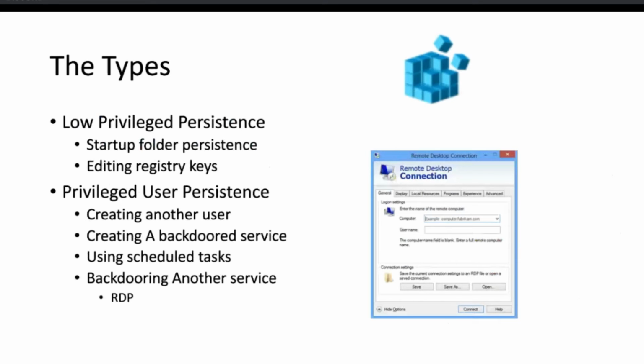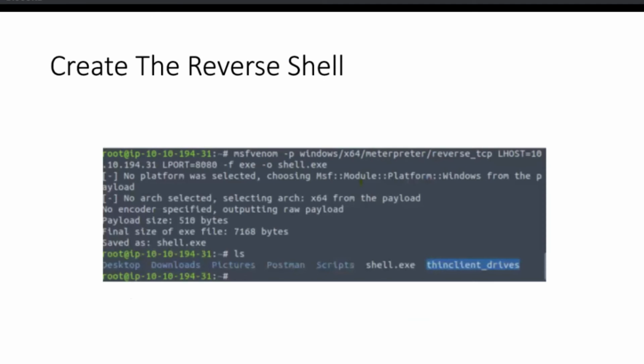You can create a fake service. You call it SVH host, and it looks like the real SVH host service when you load up Task Manager or your processes list, but it's actually a backdoor. It's really sick. You can do that with Metasploit.